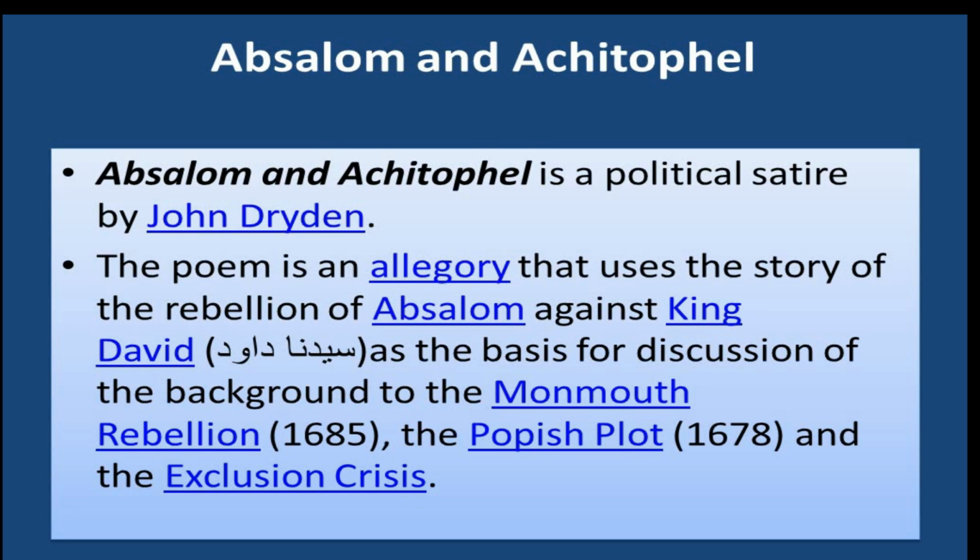The second story is the story of the Duke of Monmouth, the illegal son of King Charles II. This son tried to arrange a rebellion against his father Charles II in order to take the throne. This leads to a group of complicated political events such as the Popish Plot and the Exclusion Crisis, and this will be clear during the lecture.